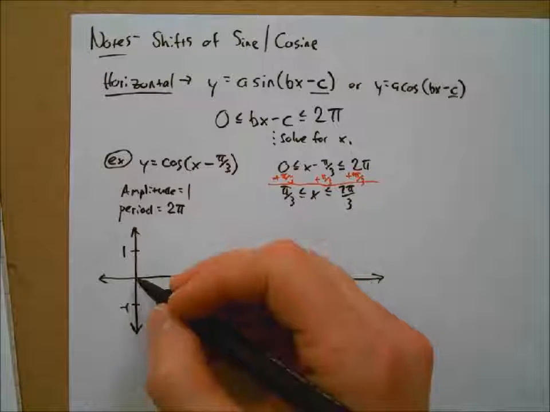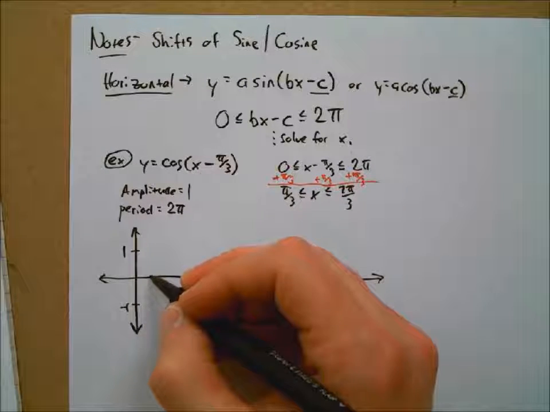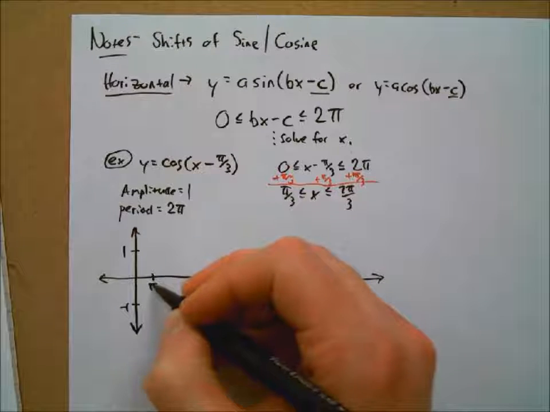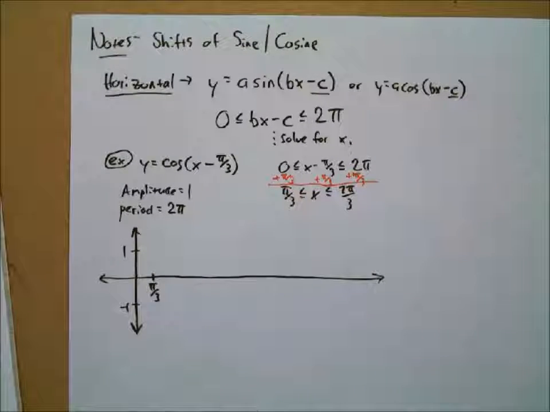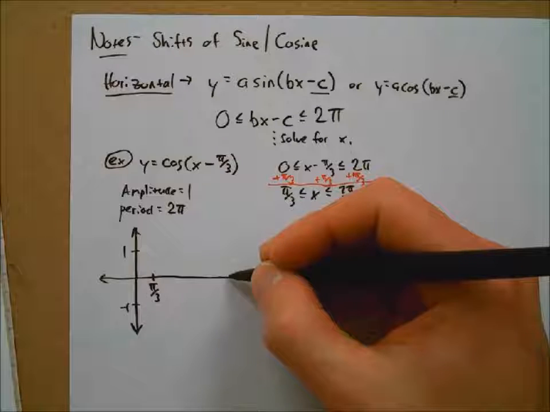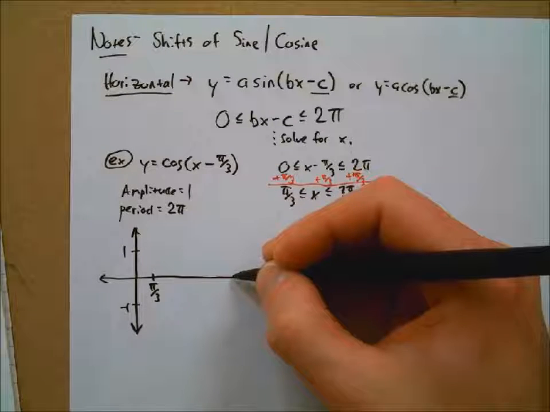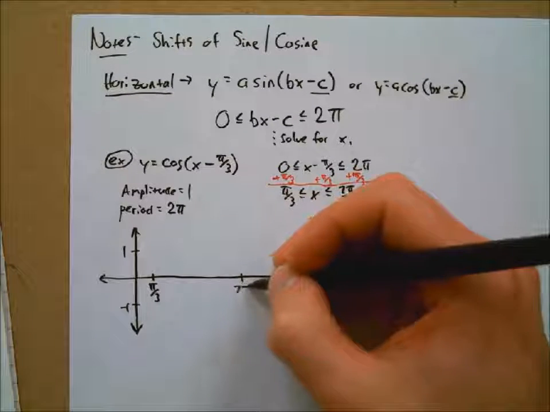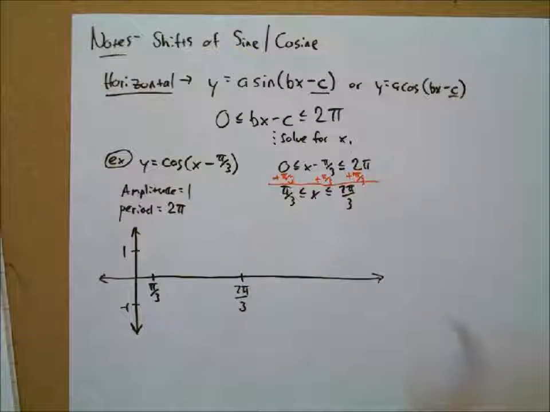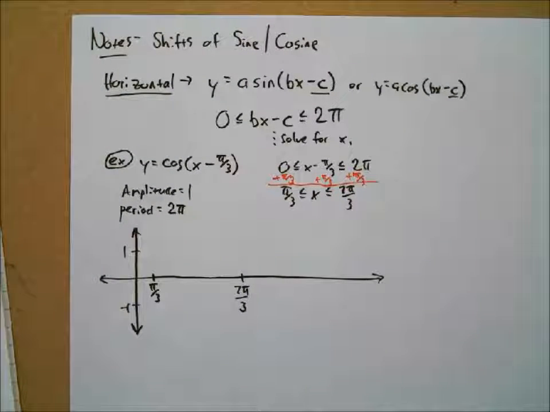So I'm just going to go out a certain distance here and say, aha, there's pi over 3. Okay, and then we'll go out to 7 pi over 3. Say, I don't know, right here. Okay, so there's 1 full period.